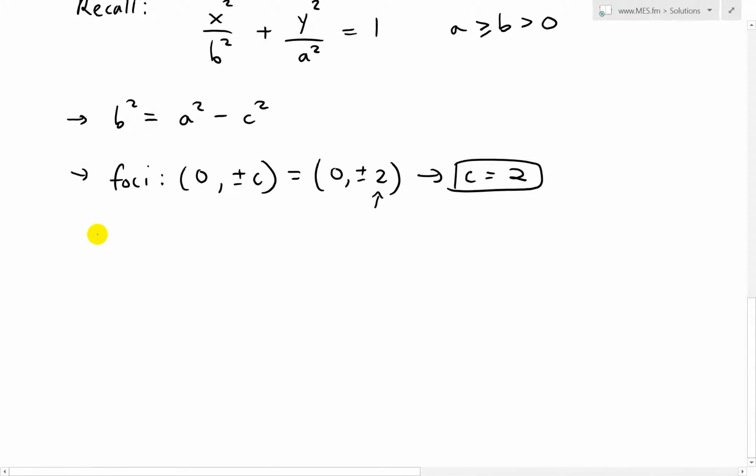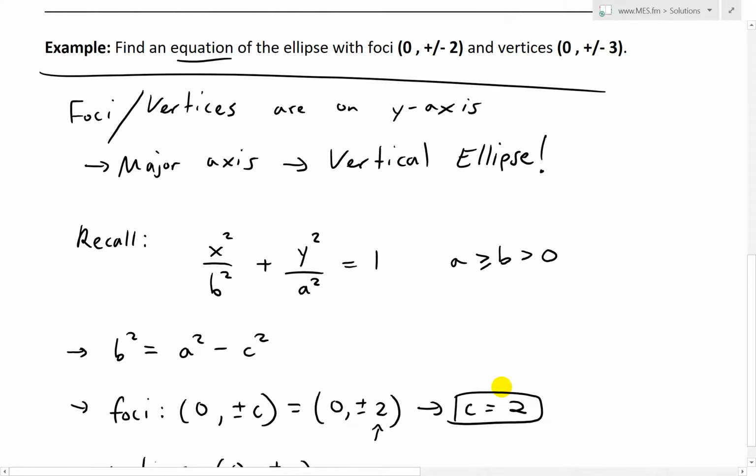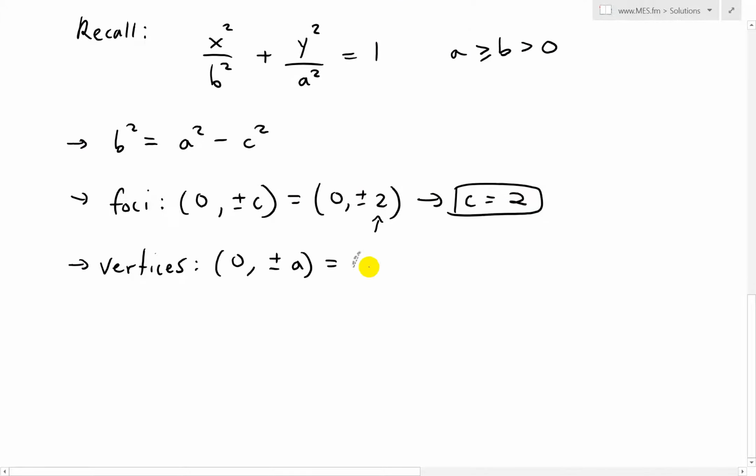And then we have the vertices here. Recall that these are basically (0, ±a), where in this case we have the vertices (0, ±3), so that means a is equal to 3. So a equals 3.